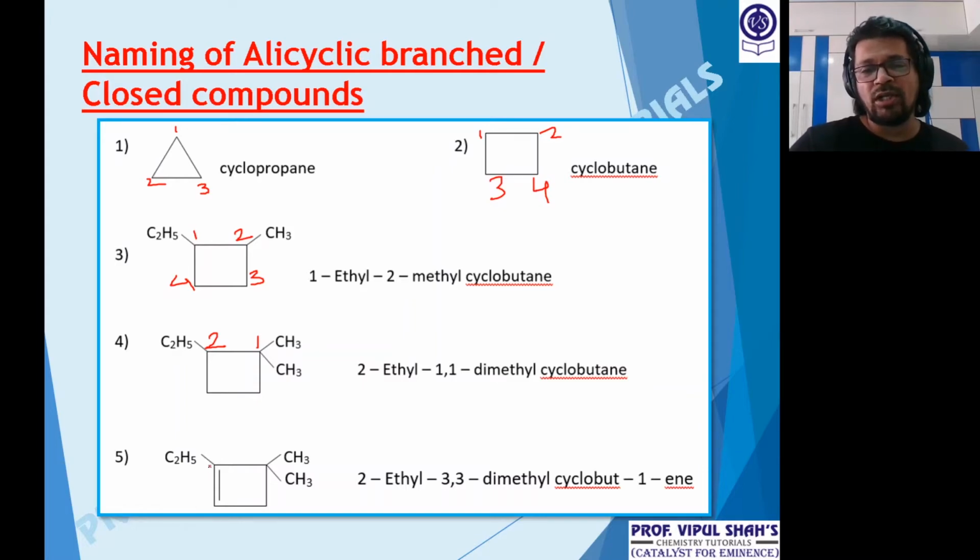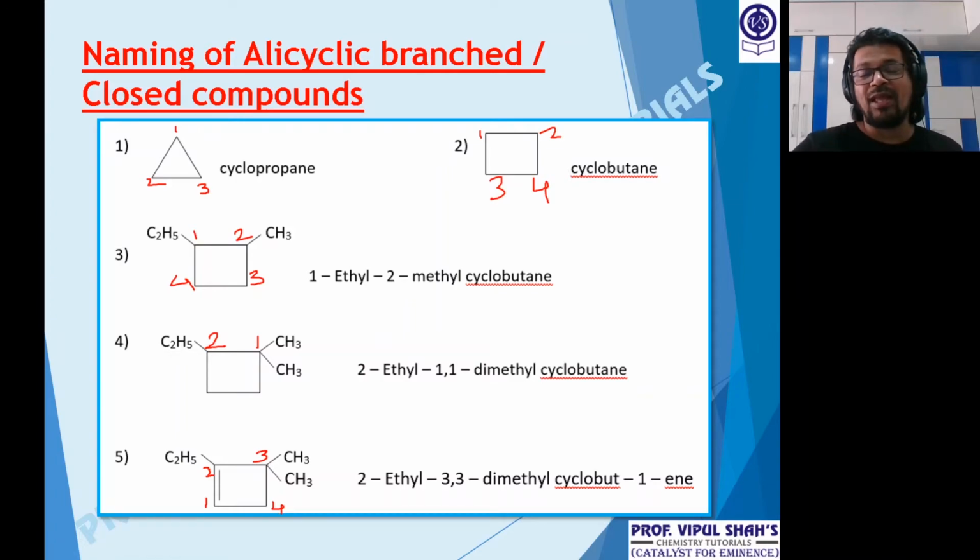Last one. Now I have a double bond, single bond, one branch and two branch. Now whom to give priority? First priority is always to the double bond. So if we number from here 1, 2, 3, 4. Now write up alphabetically: 2-ethyl 3,3 dimethyl cyclobut-1-ene. Justified? Clear? Okay. All right. This is one. We go to the next part now.